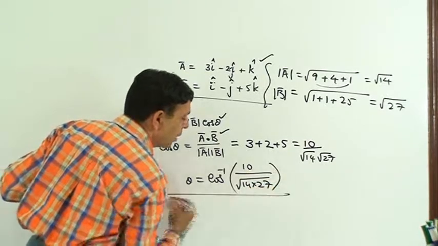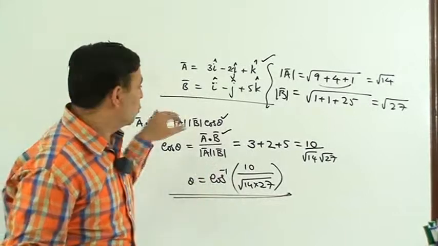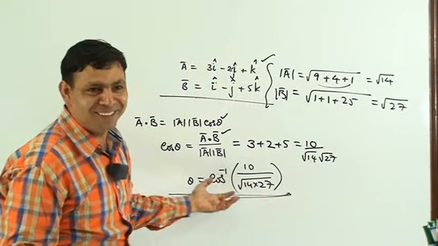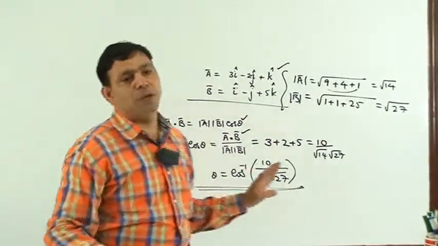So this is the way you get the angle between the given two vectors A and B. I have chosen random values for the vectors, so we are getting some random angle. Fine. Is it clear? So this way you get the angle between two given vectors A and B.